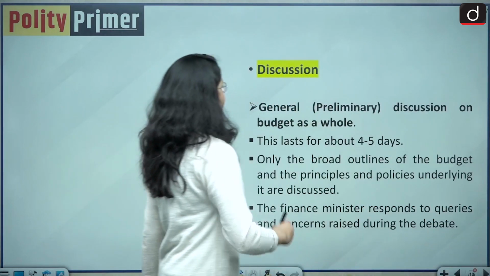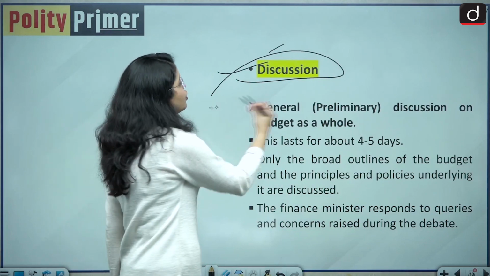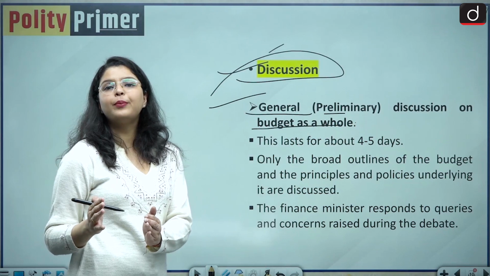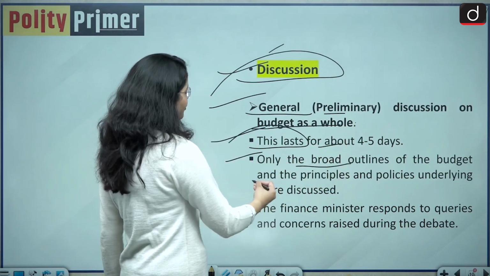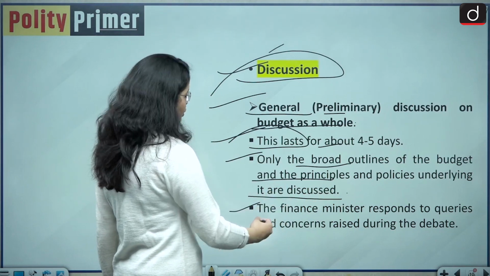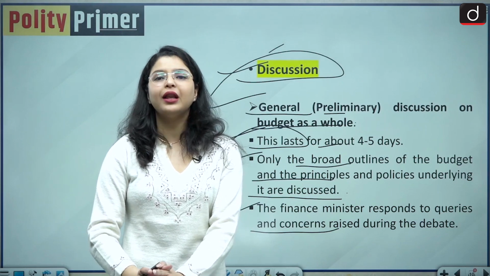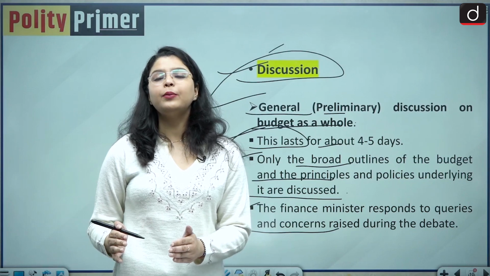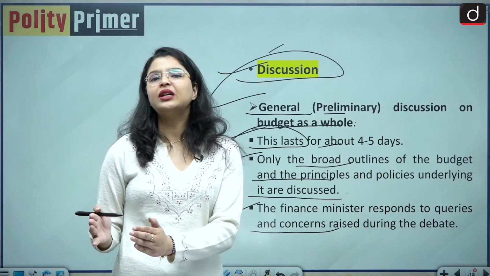Moving forward, after all of this, there is a discussion that happens in both of the houses of the parliament. There is a general preliminary discussion on the budget as a whole. So the budget as a whole is discussed in both the houses of the parliament, Lok Sabha as well as the Rajya Sabha, and this discussion lasts for about 4-5 days, and only the broad outlines of the budget and the principles and policies underlying the budget are discussed, and the finance minister responds to the queries and concerns raised during the debate. So a healthy debate and discussion takes place on the floor of both the houses of the parliament. Because money is involved, because expenditure is involved, to ensure transparency and accountability and a duty to make right financial choices, this discussion goes on on the topic of the budget as a whole.